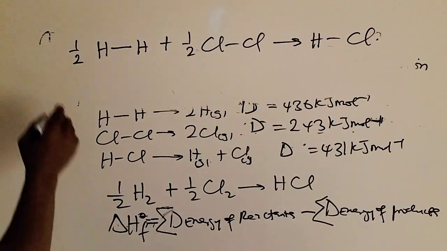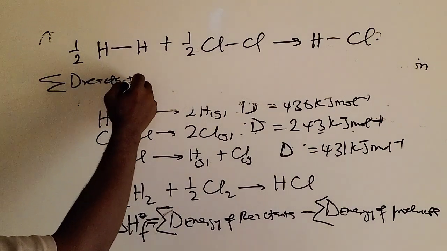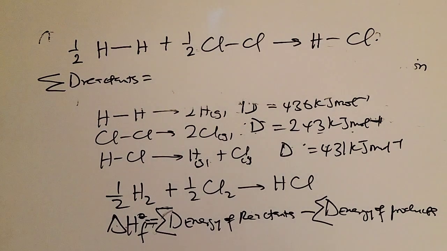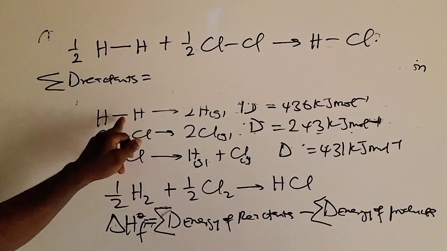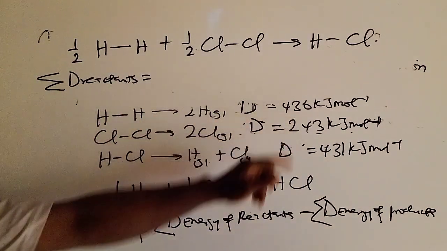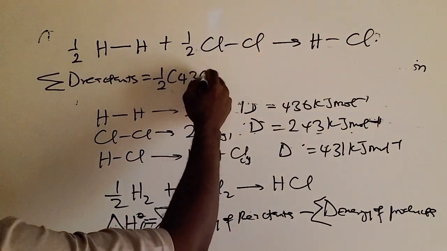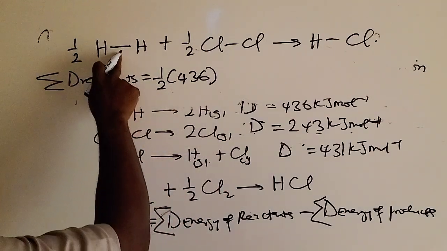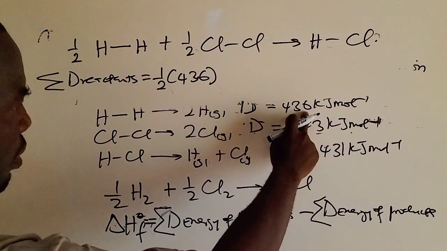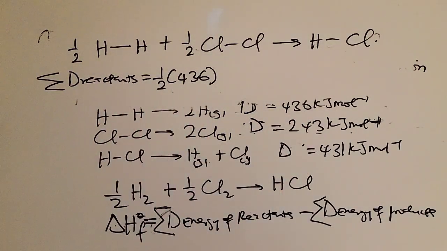So we're going to find the total bond energy of reactants. The first reactant here is hydrogen, only 1 hydrogen bond. The bond energy of the hydrogen to hydrogen bond is 436. I'll now multiply 436 by half. How do I get the half? The bond energy to break the hydrogen bond, and there's only 1 hydrogen bond, is 436. Multiply by half, because the number of moles in front is half.